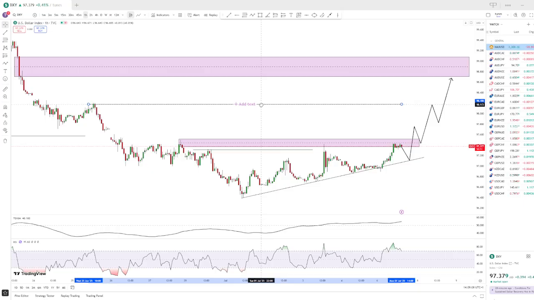So I hope that is clear for the meantime on DXY. That's just what I expect for the US dollar itself.